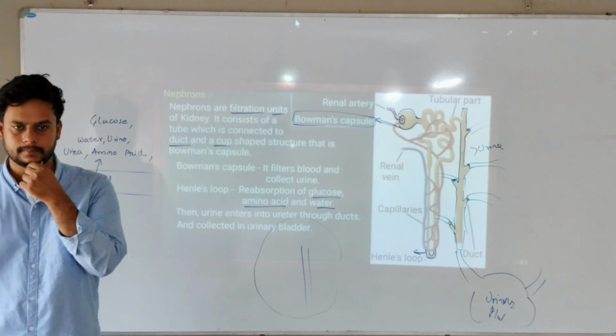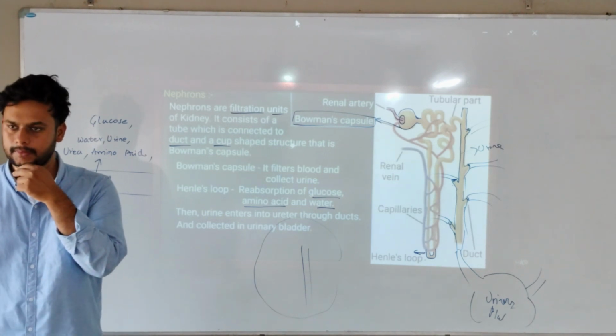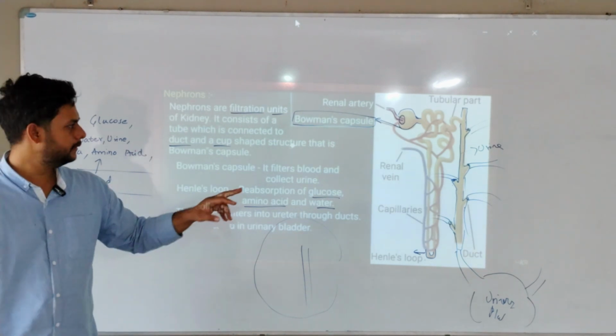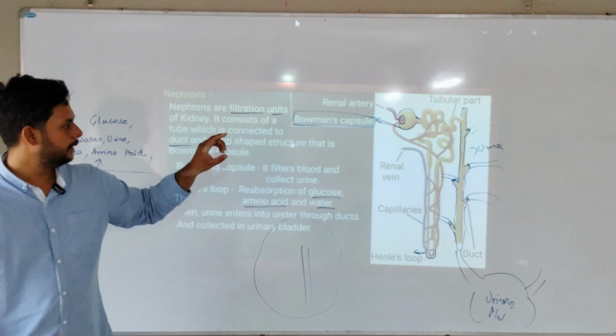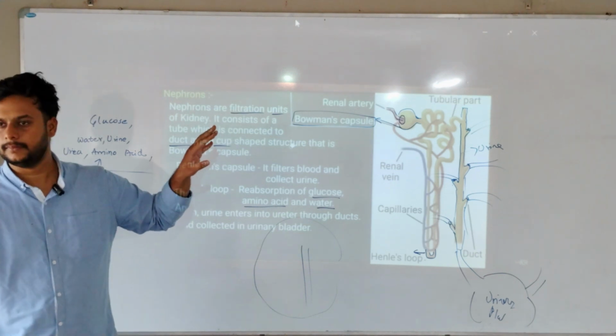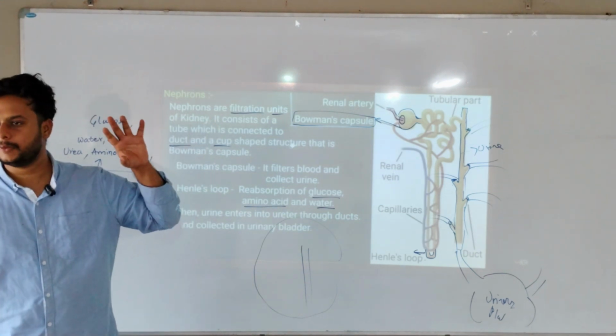Any doubts? So nephron is a filtration unit. Nephron contains a duct and a cup shaped structure. That cup shaped structure is called Bowman's capsule. Okay. Bowman's capsule work is what?